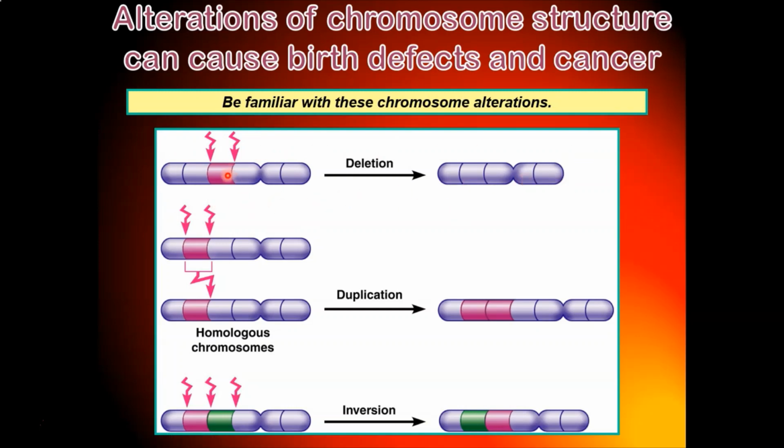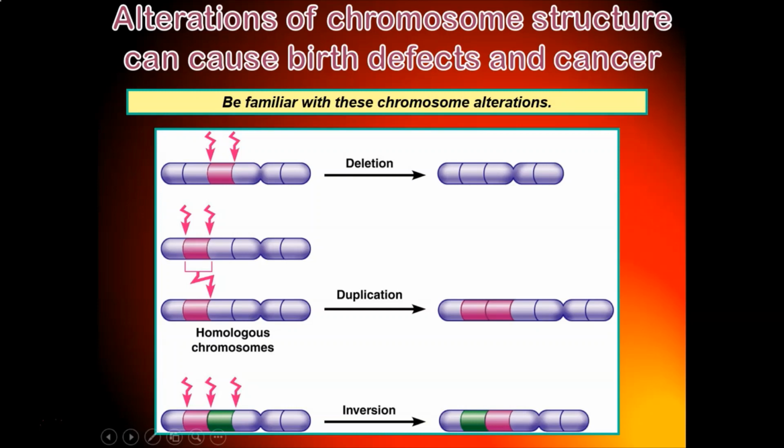Deletion means you deleted a section of the chromosome. Duplication means that, oh, now you have a double section of the original one section, now you have two. And inversion simply means that you flip them, okay? And some of these are very serious. For example, deletion, yeah, you don't want to be missing genes.